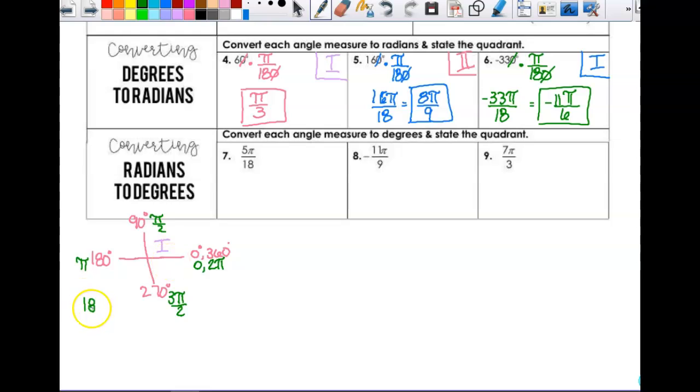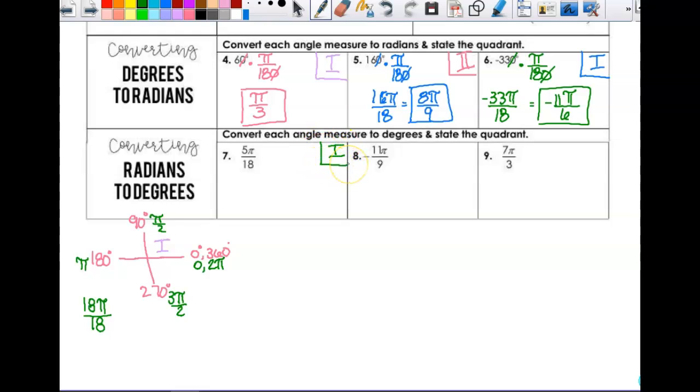18 pi over 18 reduces down to pi, right? You take whatever the fraction is. If this was a million, this would be 1,000,000 pi over 1,000,000. So 18 pi over 18 is 1 pi. Half of 18 is 9, so 9 pi over 18 would be here. I'm looking for 5 pi over 18. It has to be between 0 and 9. Make sense? Okay, so I know it's in quadrant 1.